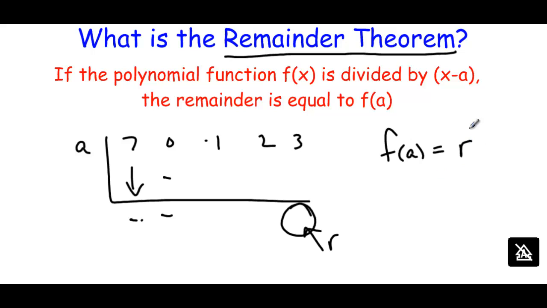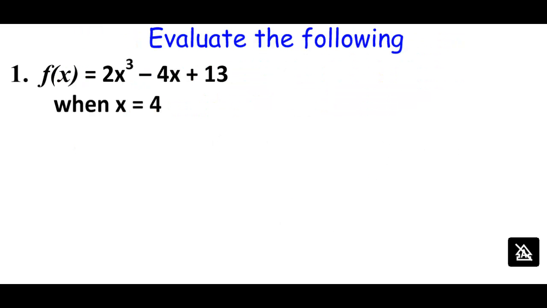So let's go through a couple of problems so you can actually see how this works. But again, anytime I put an input, the remainder is going to be my output, and that's what the remainder theorem says. So here's my function, 2x cubed minus 4x plus 13, and I want to know what we get when x equals 4. Now, earlier this year, we would have just done substitution. That is not what I want you to do for the test. If you do that alone, you will get 0 credit. I want you to use the remainder theorem.